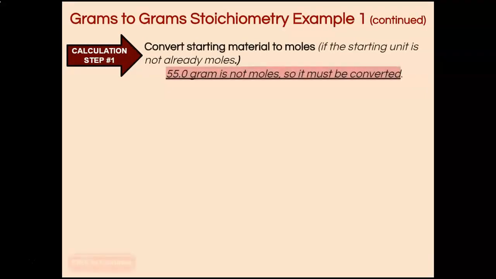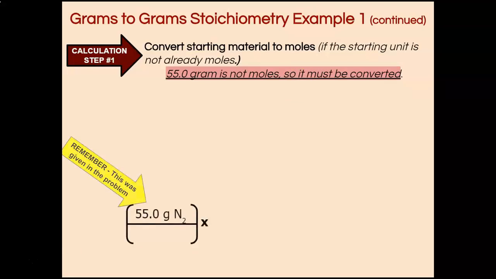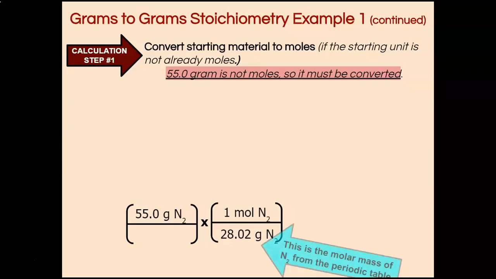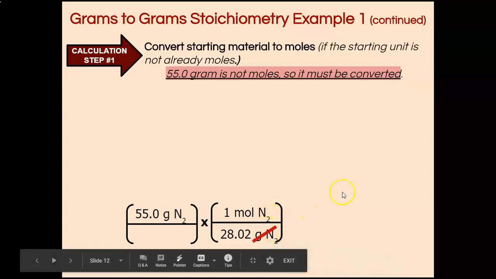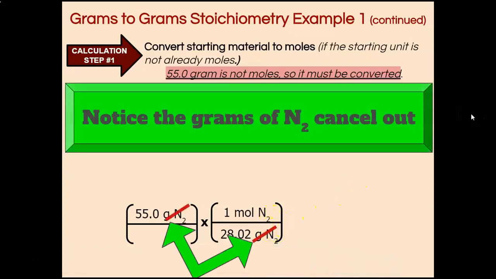Calculation first step is we're going to convert that starting material, that 55 grams of nitrogen, to moles. Our 55 grams is not moles, so it has to be converted. So my first step is to take my beginning amount, 55 grams of nitrogen, and convert it to moles. I do that the same way we always have. I know that 1 mole of nitrogen is equal to 28.02 grams. That comes from the periodic table. The grams of nitrogen are going to cancel. Remember, what I'm canceling goes on bottom, and what I want to calculate goes on top.